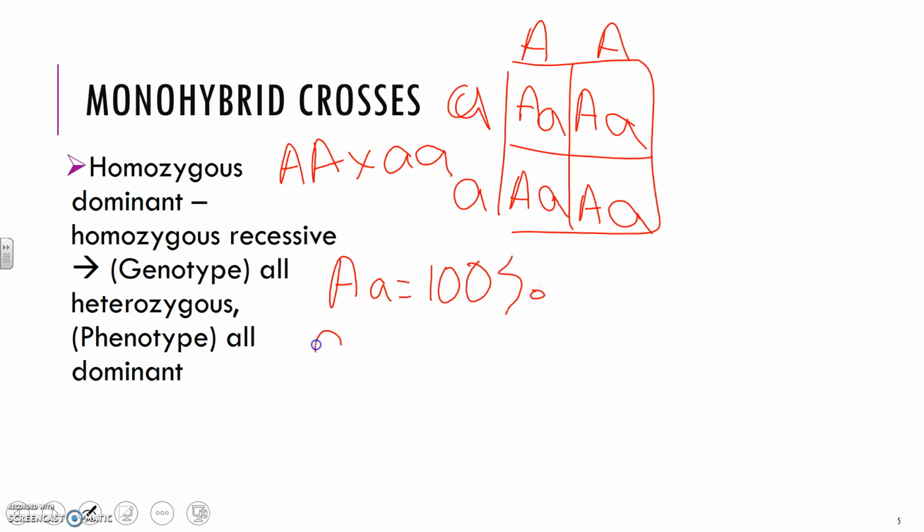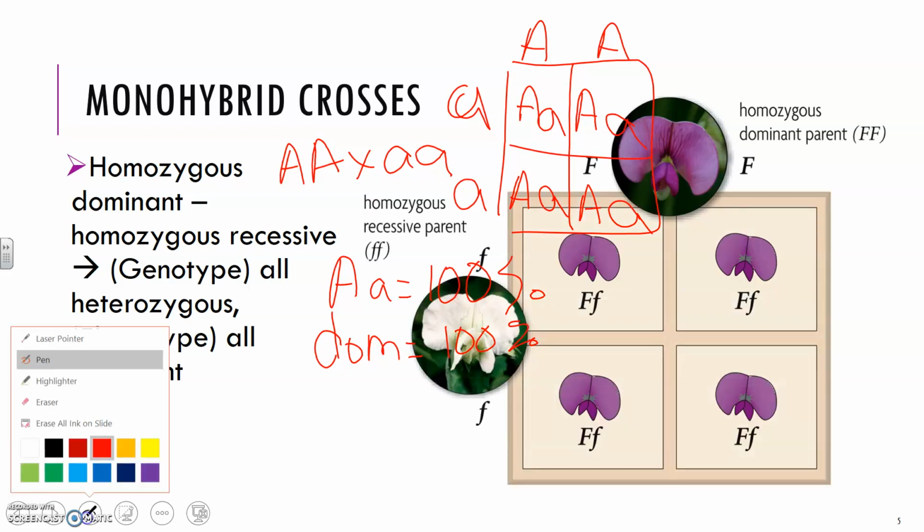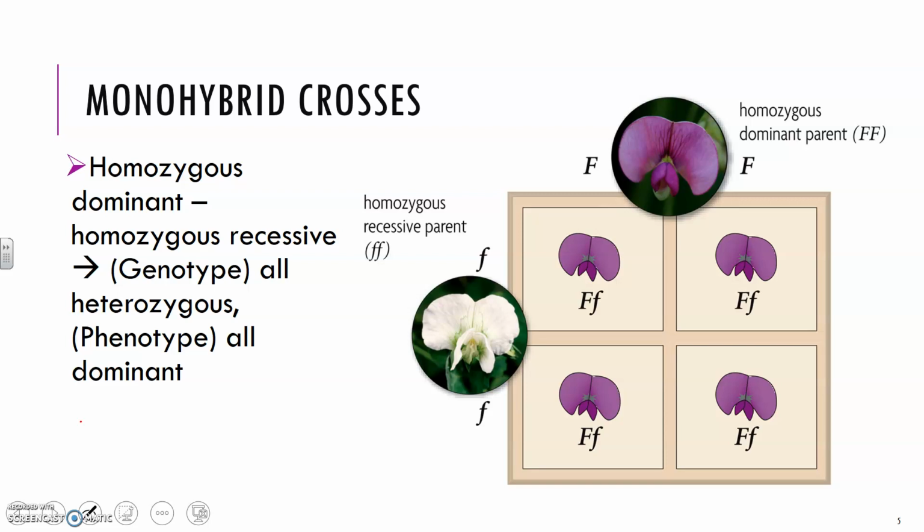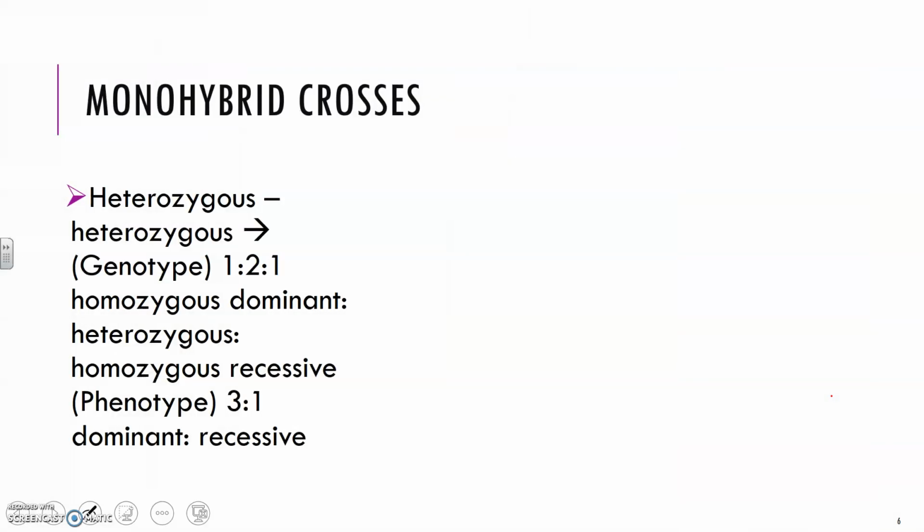And because they're heterozygous, they will also all have the dominant phenotype. So that one's relatively simple. Okay, let me erase that. And you can see what we just looked at. You have your homozygous dominant parent here and our homozygous recessive parent here. The two capital F's get put down the columns, and then the two lowercase f's go across. So you end up with all of your offspring having the heterozygous genotype and expressing the dominant phenotype.